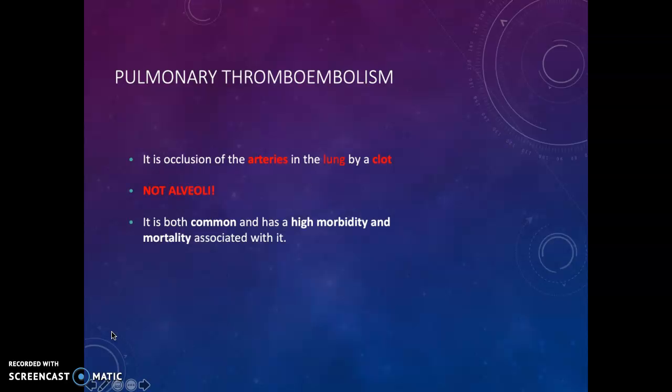So starting off, what is a pulmonary thromboembolism? It is occlusion of the arteries at the level of the lung by a clot. An important thing to note is that it is not occlusion of the alveoli, it is occlusion of the arteries, that is the pulmonary circuit, the lung circuit, by a clot. It is very common and has a high morbidity as well as mortality, so it is important to study it.